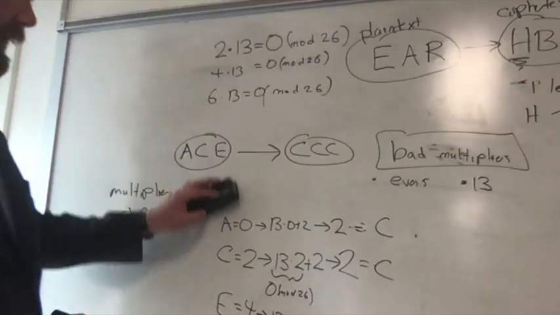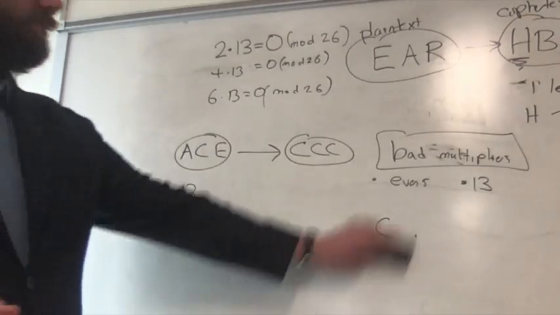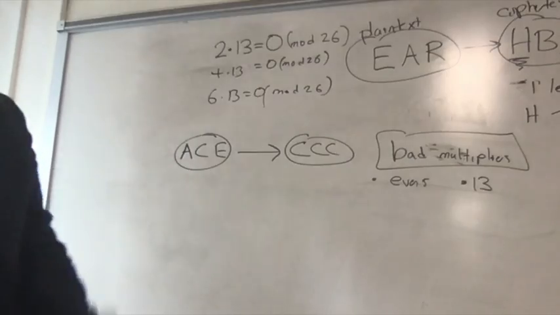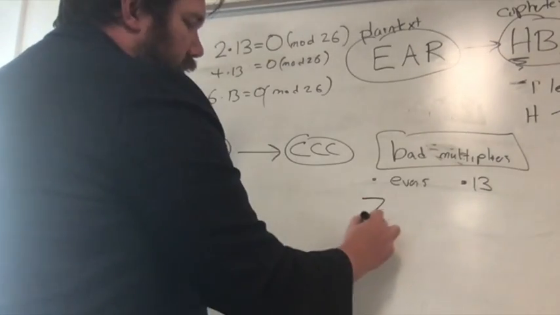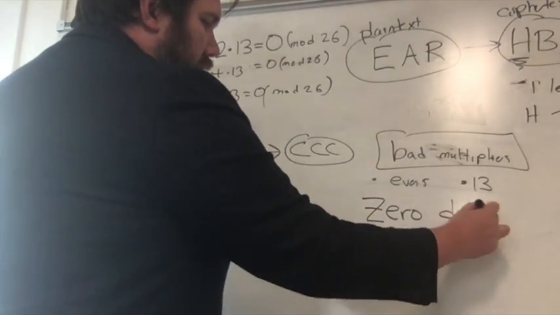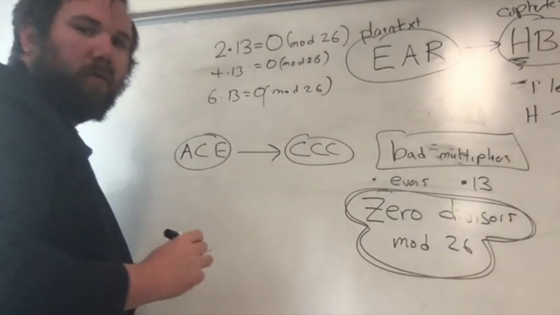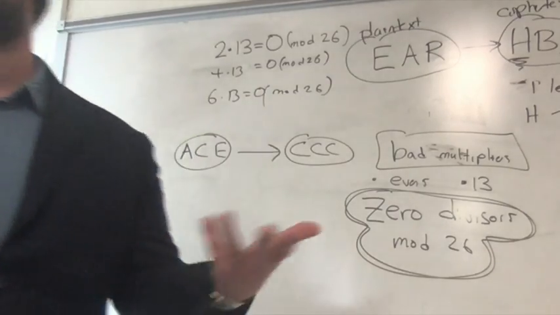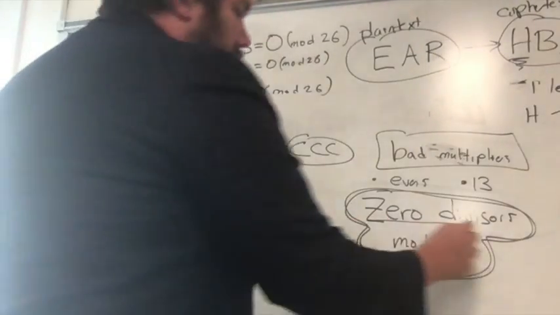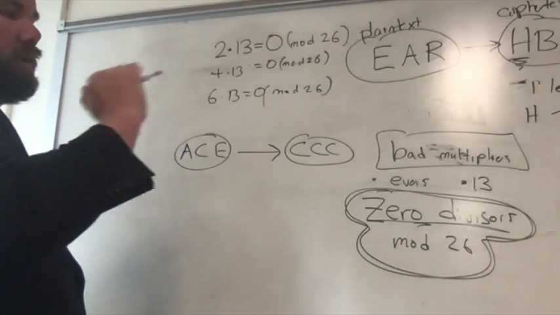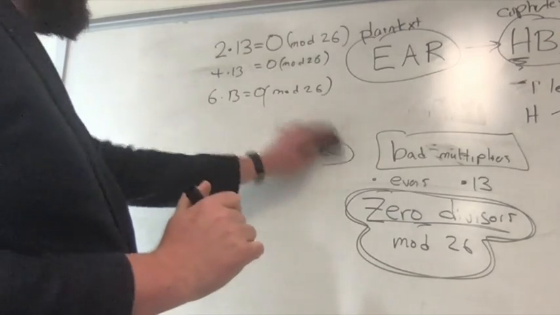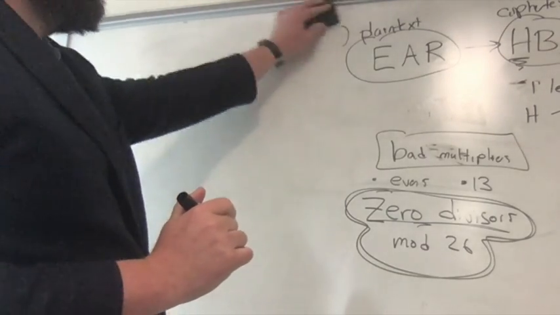And the reason these are bad multipliers is that you can multiply to get 0, even though neither one of them is 0. So these are what are called 0 divisors mod 26. And that's what's weird about working mod. Sometimes you have 2 things that multiply to be 0, but neither one of the originals was 0. You want to avoid the 0 divisors because then you get this situation where you're multiplying and you're getting, all right. So here.